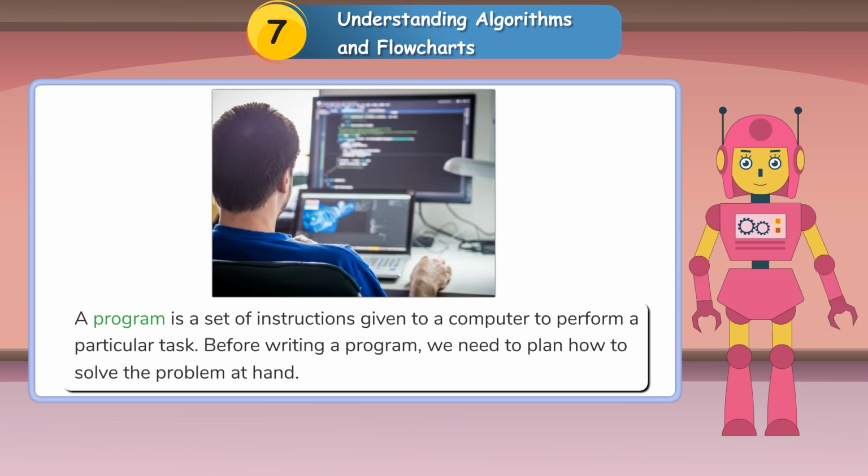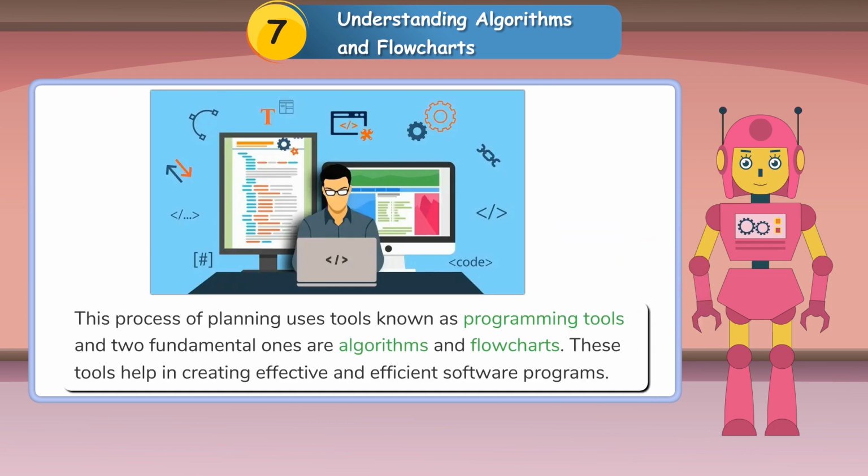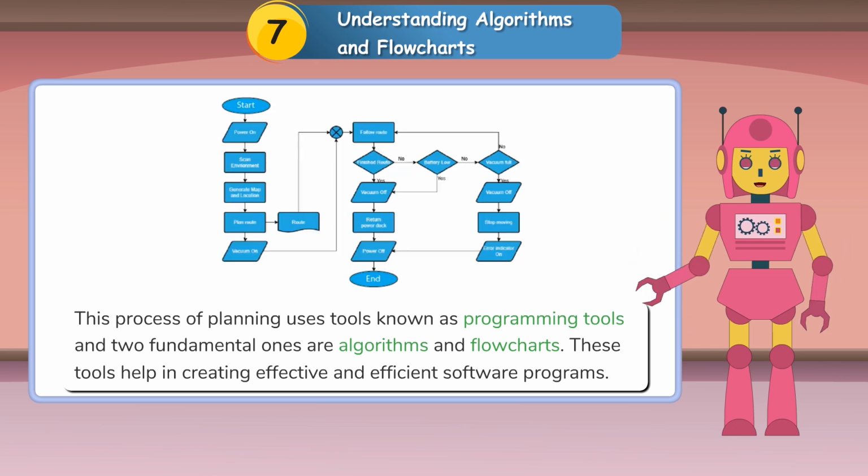Before writing a program, we need to plan how to solve the problem at hand. This process of planning uses tools known as programming tools, and two fundamental ones are algorithms and flowcharts. These tools help in creating effective and efficient software programs.